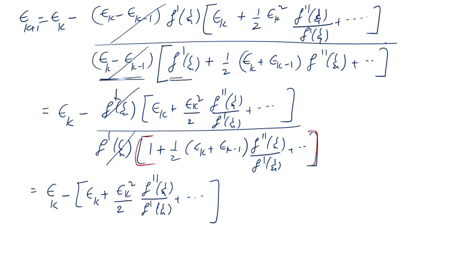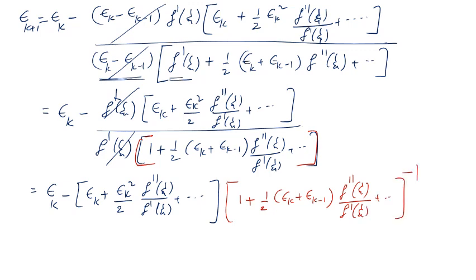Take this entire bracket to numerator. Okay, what is that? 1 plus 1 by 2 of epsilon k plus epsilon k minus 1 f double dash xi by f dash xi, and so on, whole power negative 1. And the most important point is you consider this entire as one bracket. Why? Because we have one formula. What is that? 1 plus x whole power minus 1 expansion: 1 minus x plus x square minus x cube, and so on. Now this entire term is taken as x, 1 plus x term. Let me expand that. What is this?